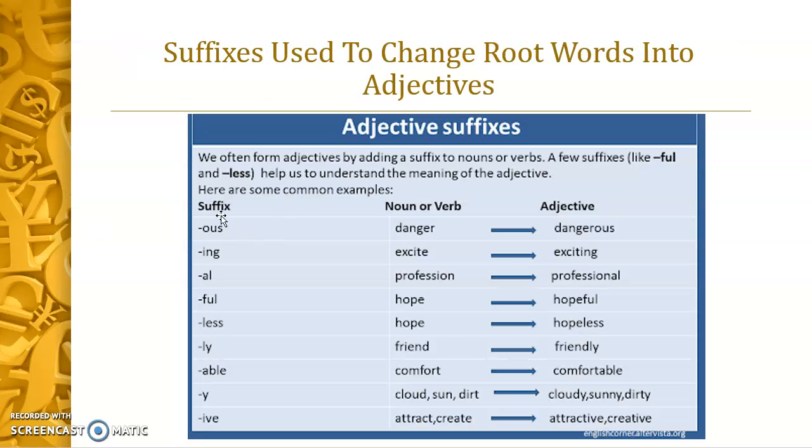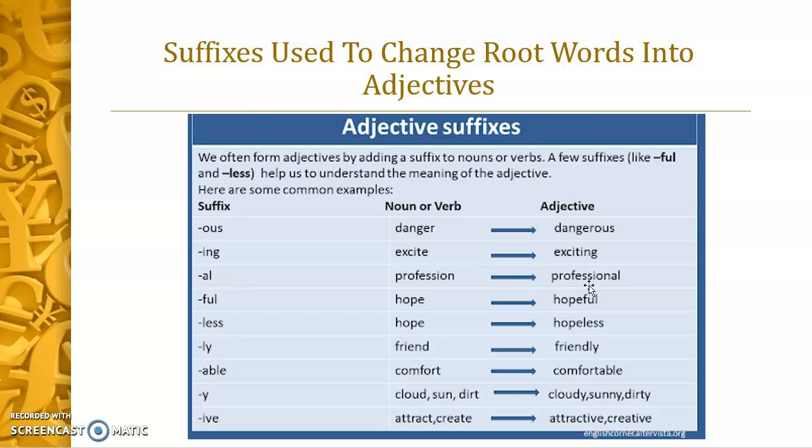In the same way, there are some suffixes that you can use to change a word into an adjective. For example, OUS is the most common way of changing a root word into an adjective. Danger, dangerous. ING can also be used, exciting. But you need to make sure that all these adjectives are coming with a noun. For example, dangerous journey, exciting adventure.